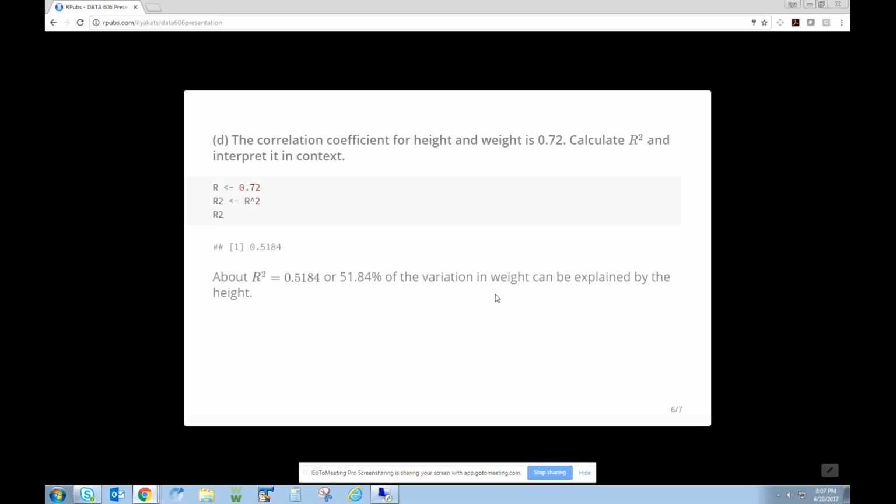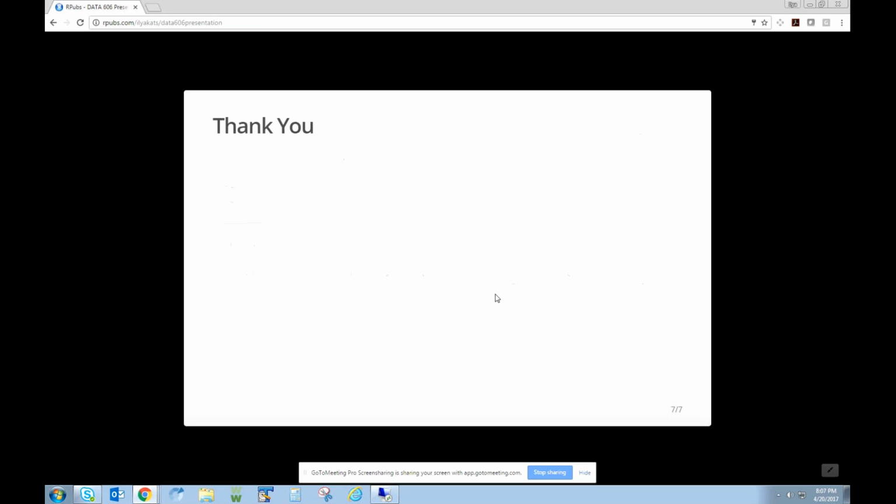The correlation is given as 0.72. They ask to calculate R squared, which essentially just squares the correlation, and comes up to 0.5184, which is just under 52% of the variation in weight that can be explained by the height. And that's it.